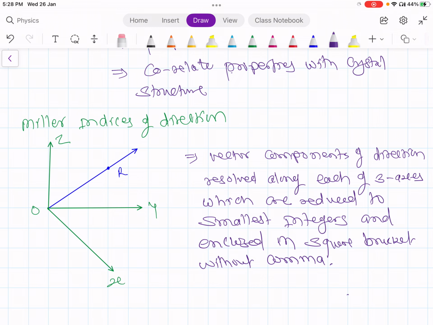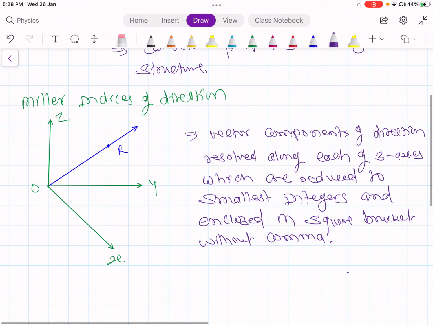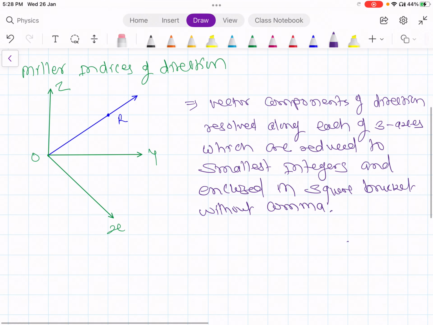It's a very simple way to find Miller indices of direction. We have to just find vector component of direction resolved along each of the three axes. Then we have to reduce that vector component to smallest integers and then enclose these three integers in the square bracket without showing the comma.